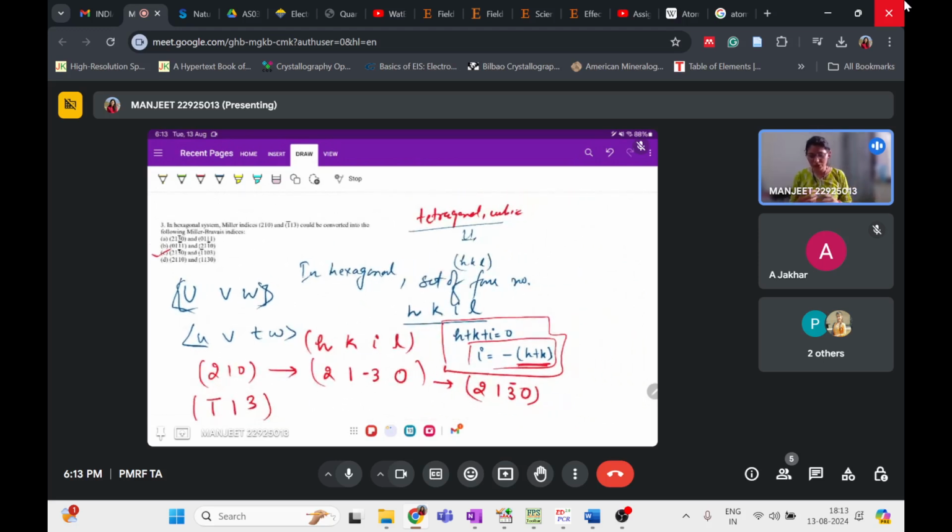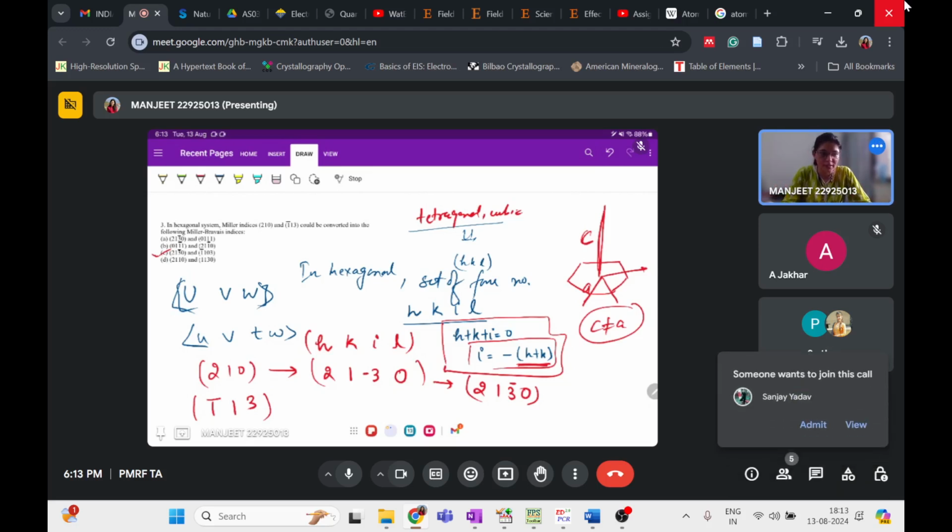So this is all about question number 3. If you are given the Miller indices, why are we shifting to four-index Miller indices in the hexagonal system? Because it is convenient. In the hexagonal lattice, we have the hexagon at the bottom or the center, where we define A, B, C, but there is a height, which we call C, and it is not equivalent to A. That's why we define four indices, so that it is easier to do the calculation and also to visualize the hexagonal lattice. So that's why we move to the Miller-Bravais indices.